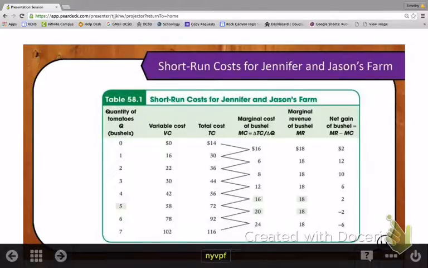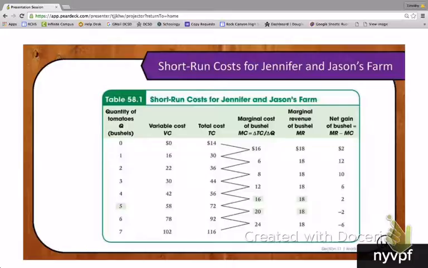If we look at Jennifer and Jason's farm, we can see the same thing. And if we look at marginal revenue here, it's $18. So where do we produce? We produce up until the fifth unit. Because with the sixth unit, the marginal cost of 20 is greater than the marginal revenue of 18. But at the fifth unit, the marginal revenue of 18 is greater than the marginal cost of 16, so we should produce 5 units.